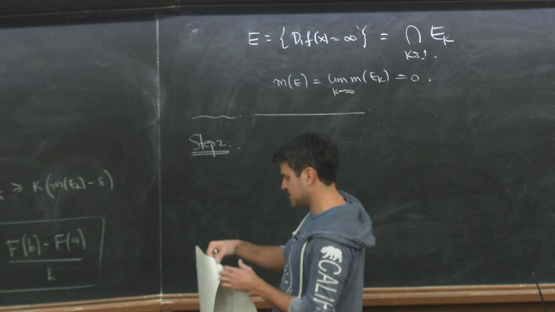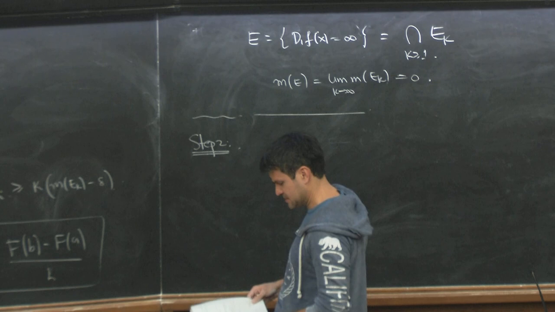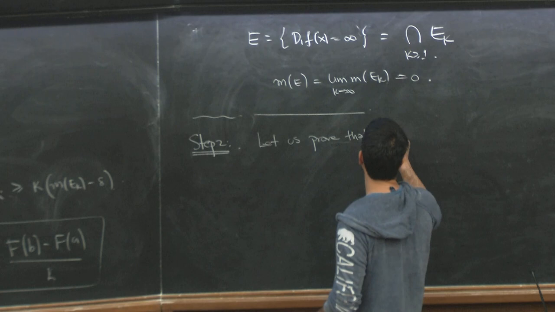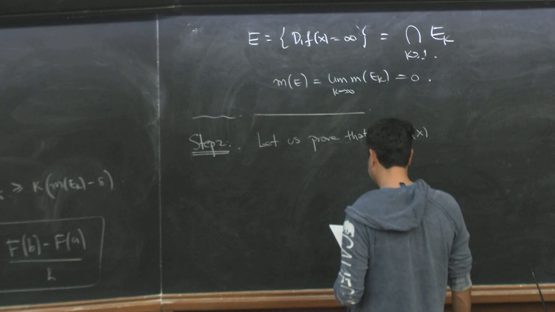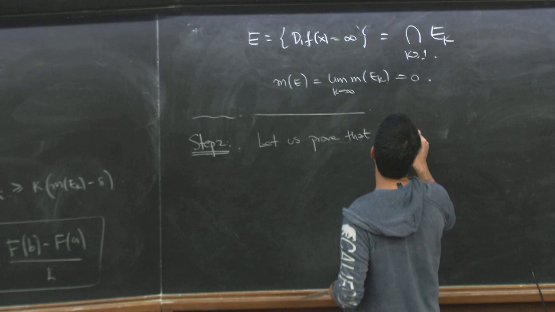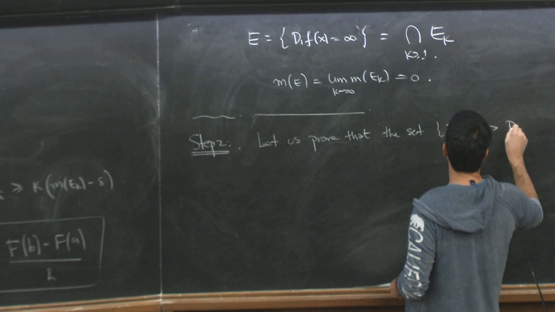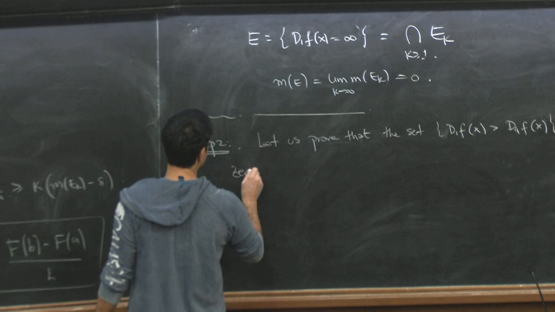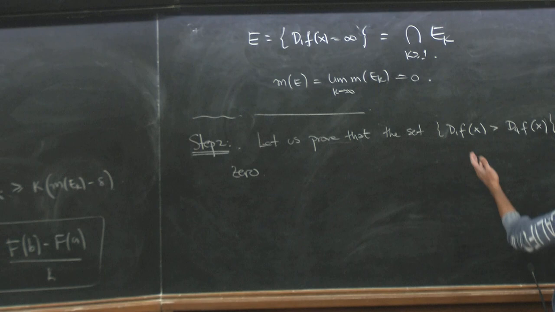Now I'm going to need a bit of, it's the same idea. So let me pick two of these guys. Let us prove that two of these guys are the same. Let me prove that D1 of f, x, let us prove that the set where this is bigger than D4 has measure 0. Let me take two of these Dini numbers and prove that the set where this one is bigger than this one has measure 0.